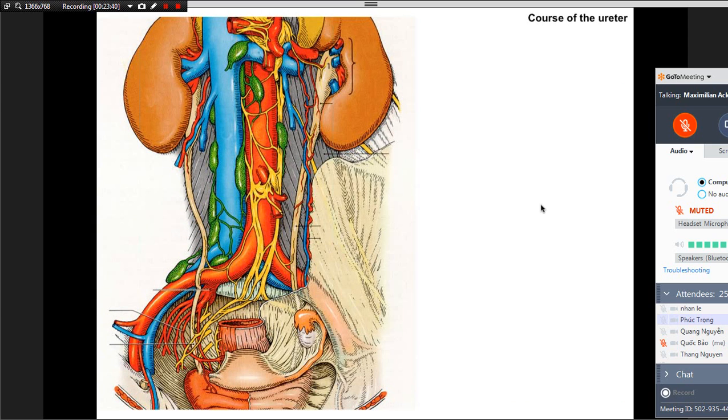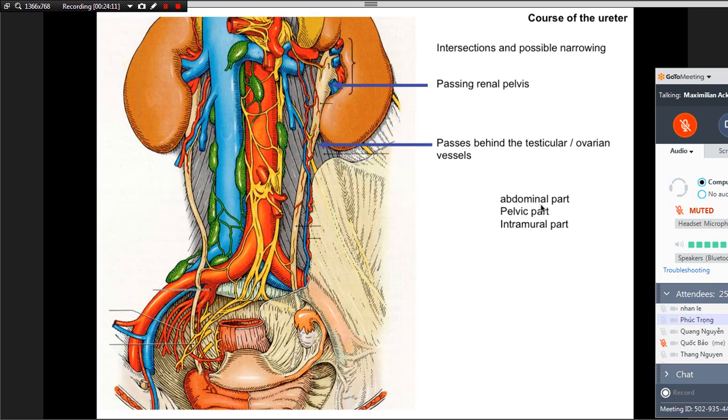How is the course of the ureter? The course of the ureter has 3 parts. You have an abdominal part, a pelvic part, and an intramural part, which means the course of the ureter in the bladder itself. There are some intersections and possible narrowings of the ureter. The first is passing the renal pelvis. The second passes behind the testicular or the ovarian vessels. This is here. So we can have a compression of the ureter. These are so-called intersections and possible narrowing points.